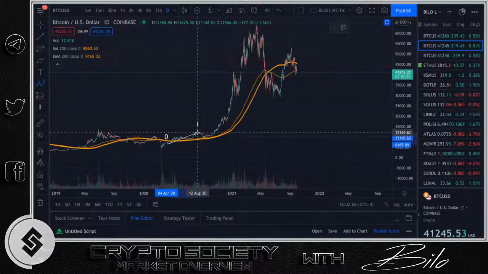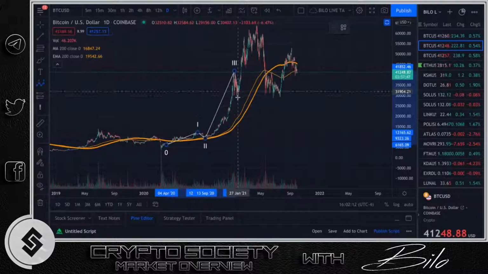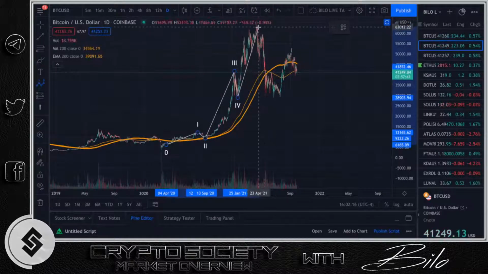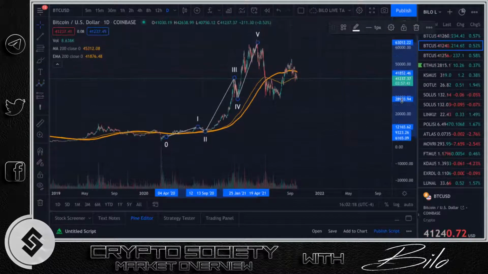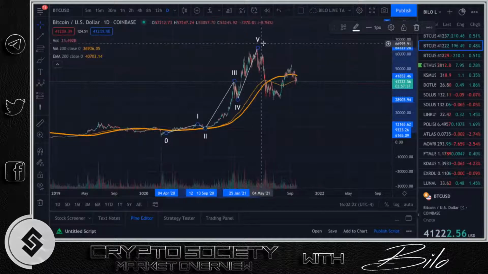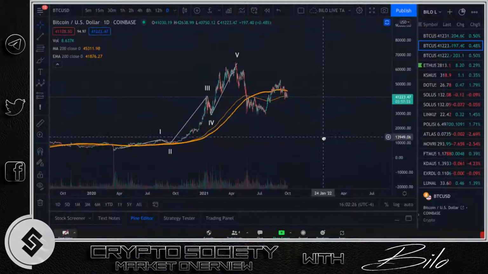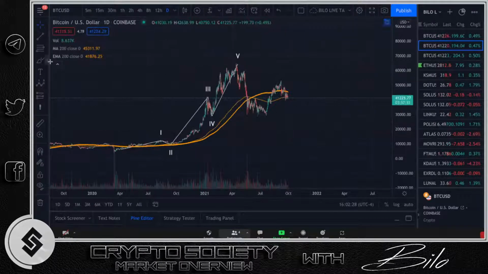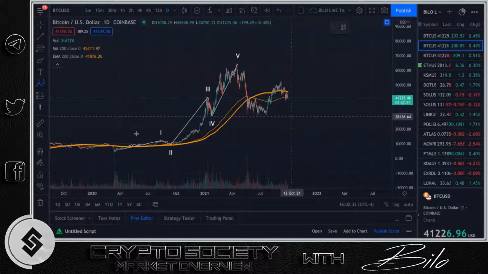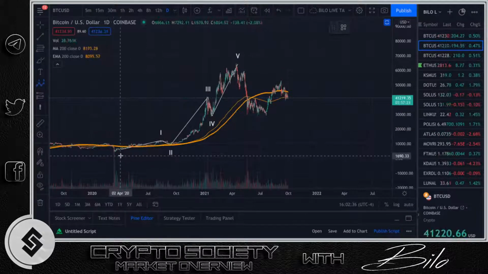So this would be wave 1. This would be wave 2. This would be wave 3, this would be wave 4, and this would be wave 5. So what's interesting is wave 5 is what's referred to in Elliott wave theory as an ending wave diagonal, and I'll explain why. So I've done this explanation before, but every wave is actually 5 smaller waves.